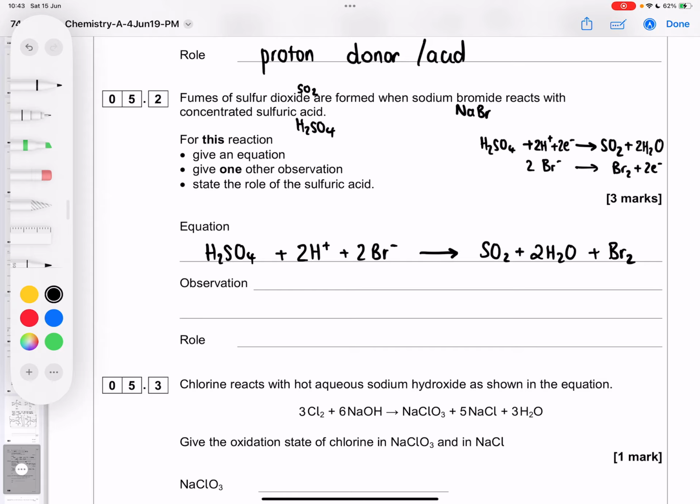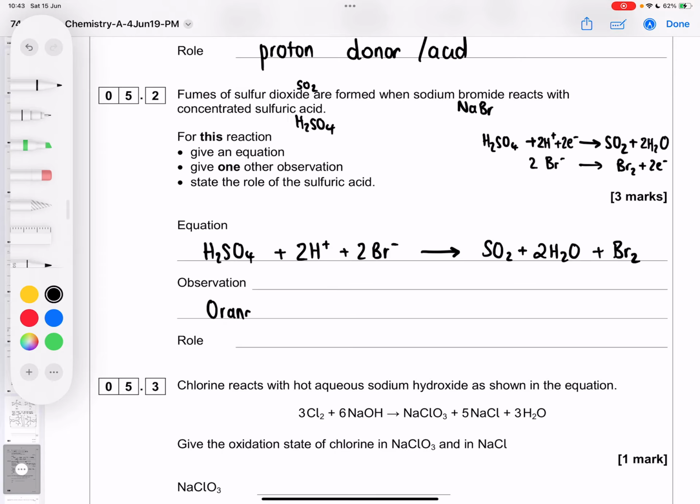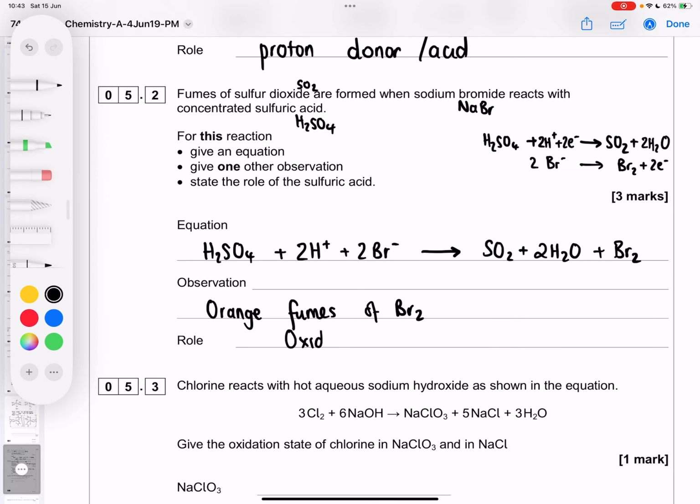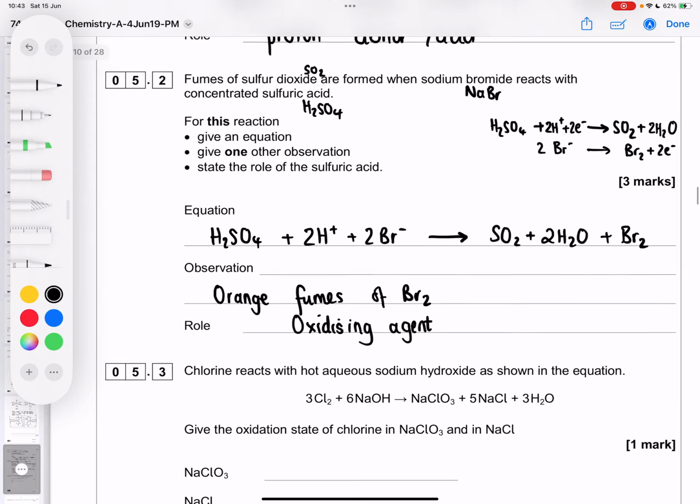What other observations other than the fumes of sulfur dioxide would you see? The key is that you're going to see the bromine, which is orange-brown fumes of bromine. And the role this time of the sulfuric acid is to oxidize the bromide, so it is an oxidizing agent. It itself is being reduced. It is an oxidizing agent.